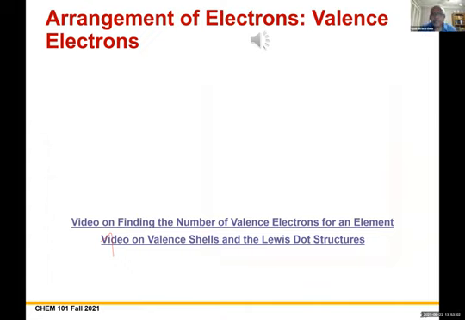Now we're done with the ozone layer and how it protects us from UV radiation. We're going to look into atomic structure, valence electrons, and see how we represent different molecules.